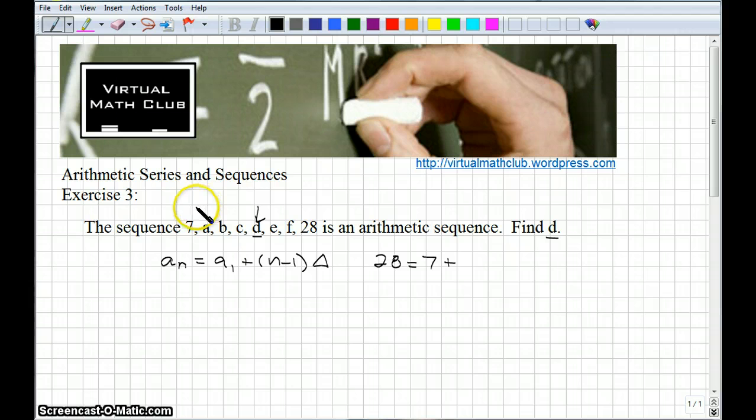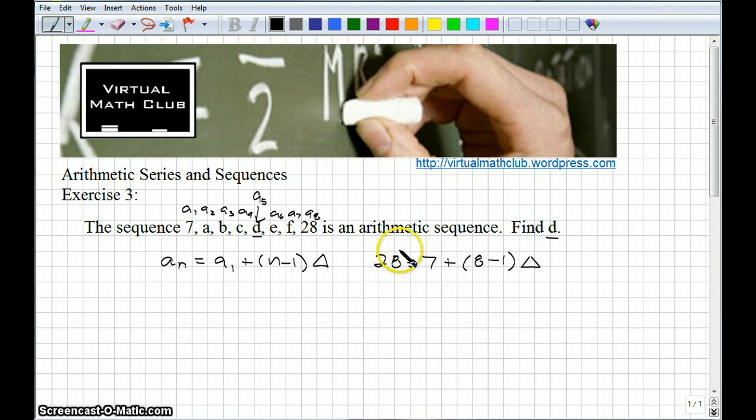Okay, so let's label these. This is A1, A2, A3, A4. The number we're looking for is A5, A6, A7, A8. Okay, so we know that the 8th number in the sequence is 28. So that's equal to the first number plus n minus 1, so that's 8 minus 1 times the difference, and I'll use delta.